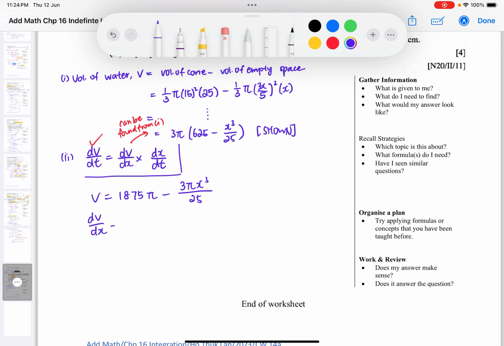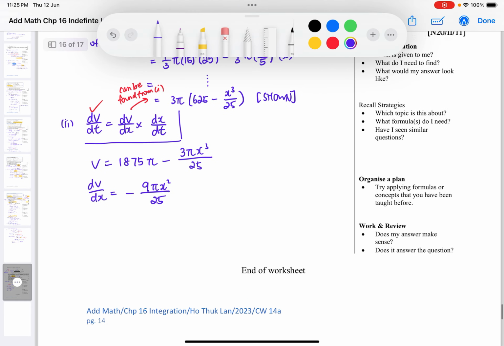So dv over dx. Okay, first term is constant, so it's gone. Negative. Bring down the power, so times 3 becomes 9. Power minus 1. So you should be able to get this expression for dv over dx. Okay, so now we can sub it into our expression. dv over dt is given by kx squared. So kx squared equals to negative 9 pi x squared over 25 times dx over dt.